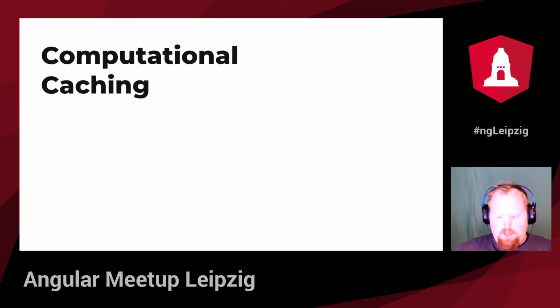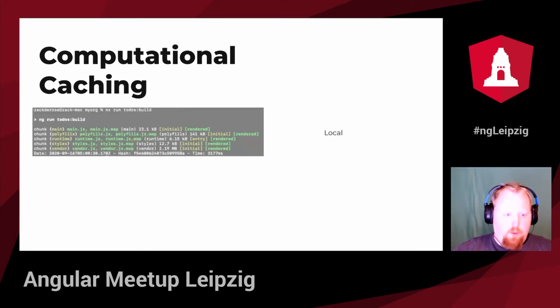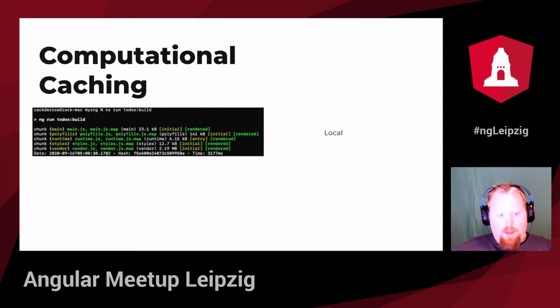Taking this to the next step, though, we bring in the idea of computational caching. The first layer of this is local caching, which is, as I run a command, in this case, I have an application called to-dos that I'm going to run build on. It's a pretty small application. It only takes about 3 seconds to build. You'll see here's the timestamp.